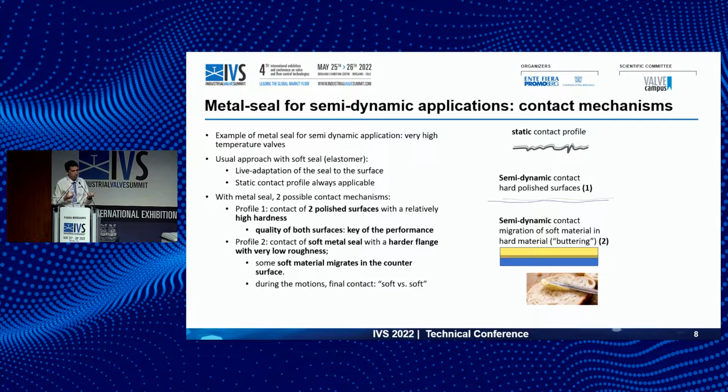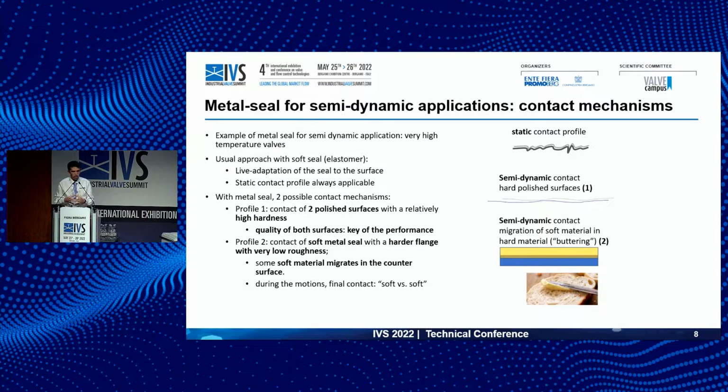The first one is very inspired from what is happening on the rotating mechanical seal. We work on the quality of the surface. So we have two polished surfaces with a quite high hardness, and the quality of both surfaces will be the key of the performance. That's what is illustrated in picture number 1. You can see it's very soft, and only the small gaps in the middle, these are the remaining gap which remain for the leak.